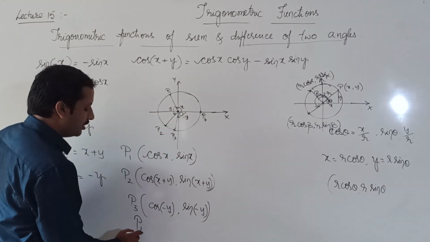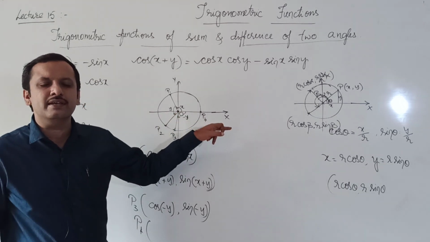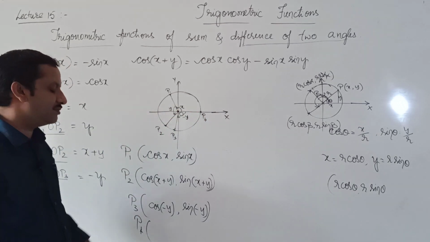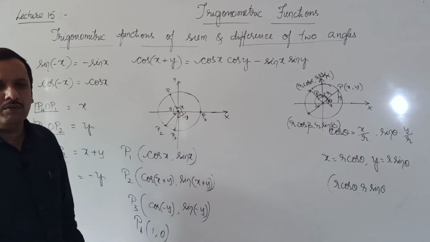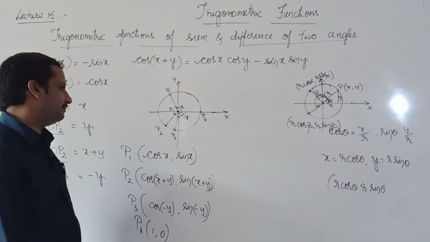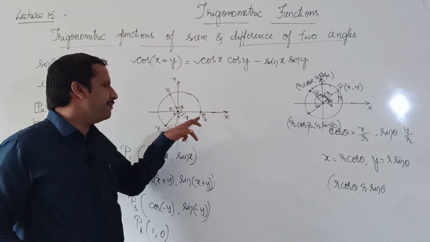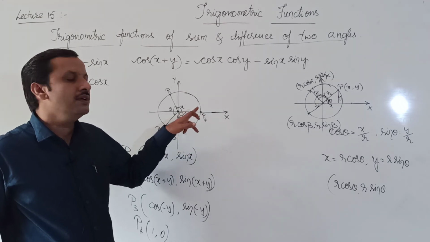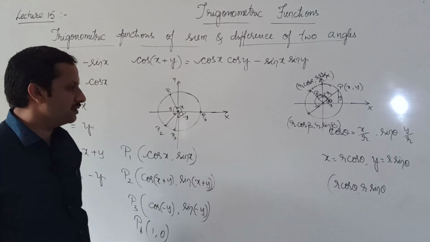What about P4? What is the angle? P4 means P4OP4, I am asking. There the angle is 0, so it will become cos 0 comma sin 0. Cos 0 is 1, sin 0 is 0. So the coordinates of P4 will be 1 comma 0. Or you can say this is a circle of radius 1 unit and P4 is a point on x axis. If a point is on x axis, then its y coordinate is 0. Therefore P4 is 1 comma 0.